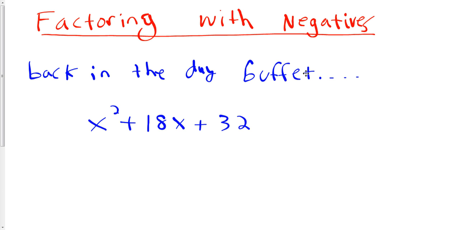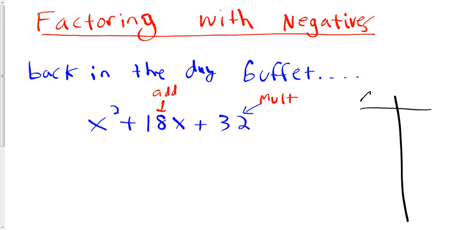Can we get some insight here from our live studio audience? We need a number that multiplies to 32 and it adds to 18 actually, right? So don't miss that 18. So who's thinking of some numbers? Who's got some numbers that multiply to 32? Anything that multiplies to 32 will do, because I'm just going to go ahead and make a little table here. So I want numbers that multiply.